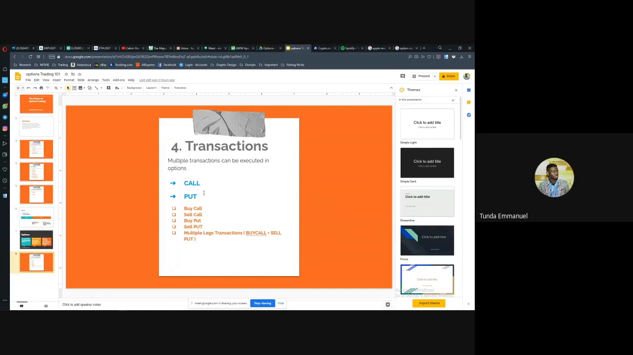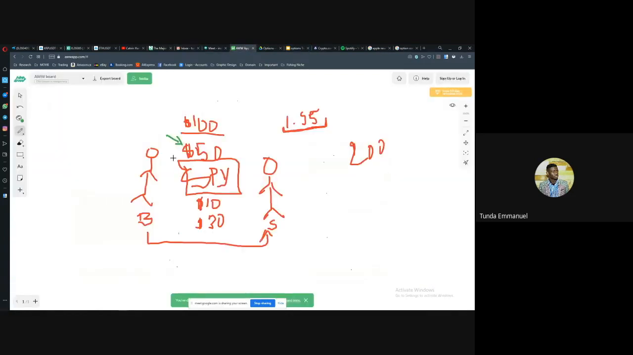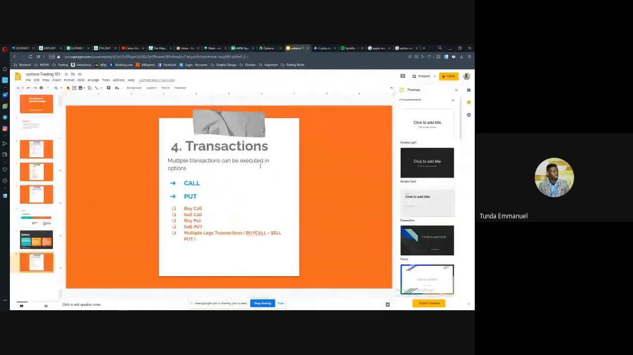For a stock, you only have two options. You can either buy a stock or sell that stock. You buy a stock when you believe the price is going higher, and you sell a stock when you believe that the price is going lower. Now, for options, you have multiple options. You have multiple possibilities, actually.